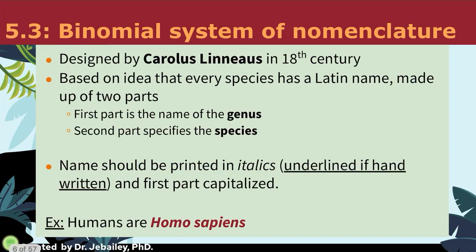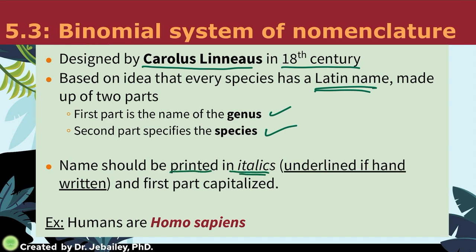So let's start with the binomial system of nomenclature. Basically, this was designed by Carolus Linnaeus in the 18th century. What he did was use Latin names. There's two parts. The first part is the genus and the second part is the species. Here's the most important thing that you also need to use when you do your IAs: if you're going to do it printed, it has to be in italics.